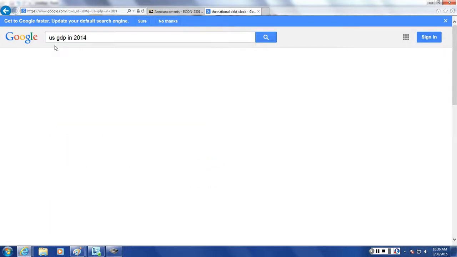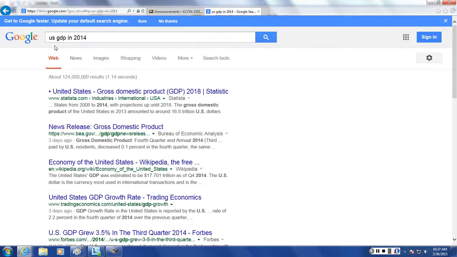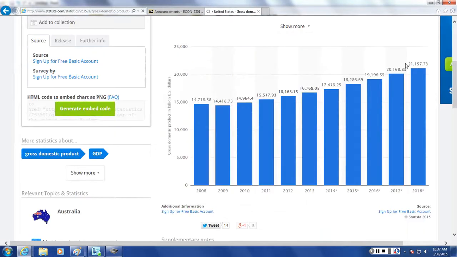US GDP in 2014. Okay, here you have projections. Yes, 24. Okay, here we go. You see that number there? What does that look like? What is the unit of measurement here? Yes, 17.42 trillion. Is that correct? That's national income in current dollars. 17.42 trillion. Am I making sense?